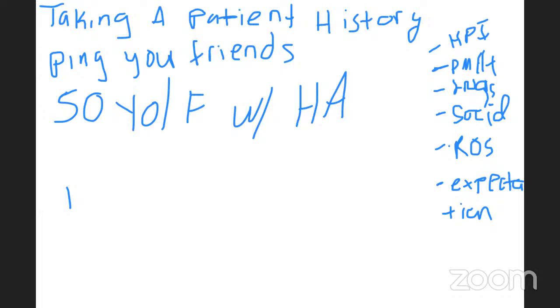I was just going to say as well, at the end of history taking, remember to summarize everything to the patient and make sure they agree with everything, and that there's nothing important left out. Yeah, I'm writing that down.